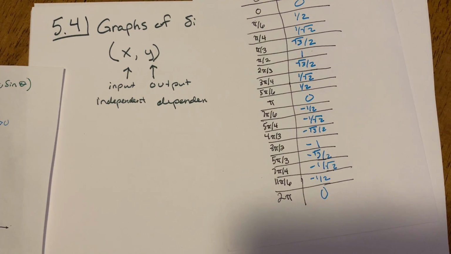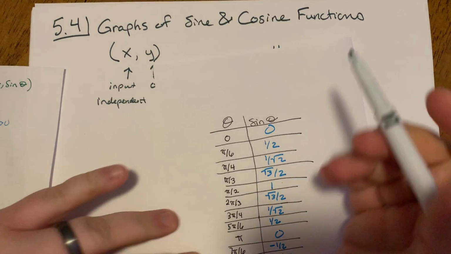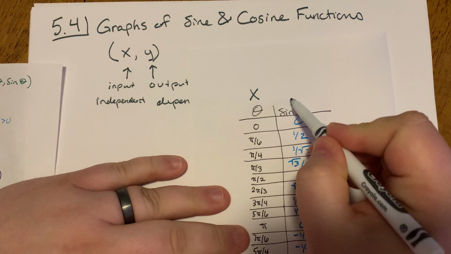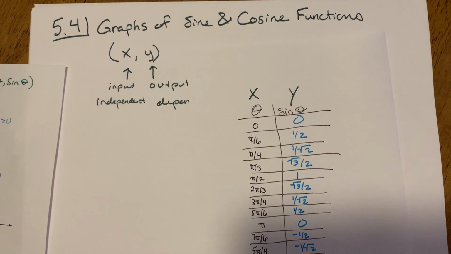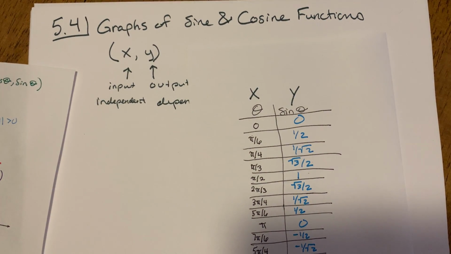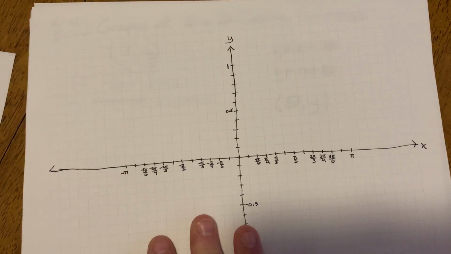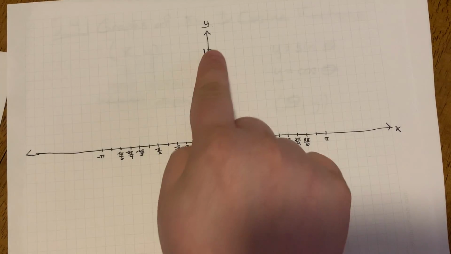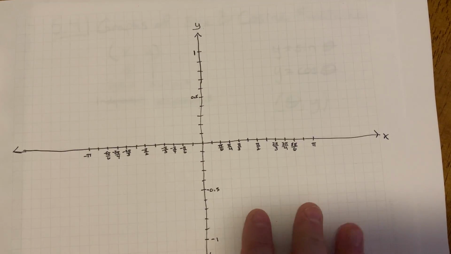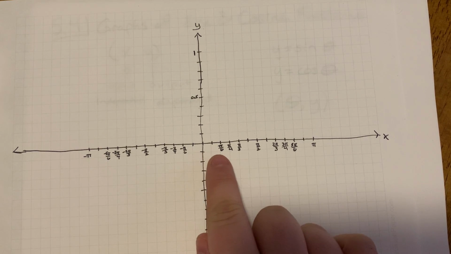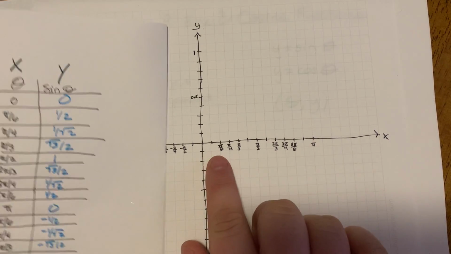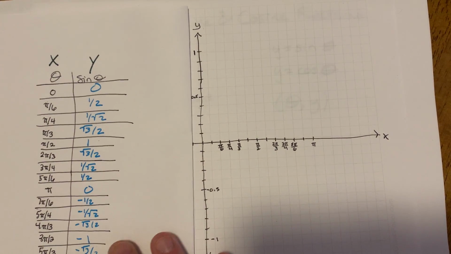And so what happens if we call these our thetas, our x, and our output y, and we graph these on a graph? Well, I have this nice coordinate plane. It goes from 1 to -1, and these demarcations are pi over 12s because that gives us our pi over 6, pi over 4, and pi over 3.